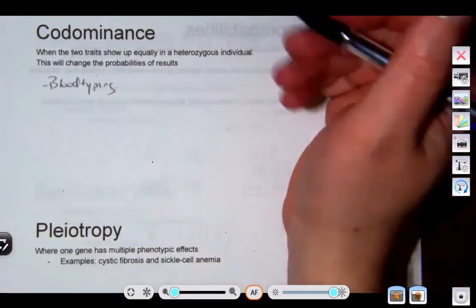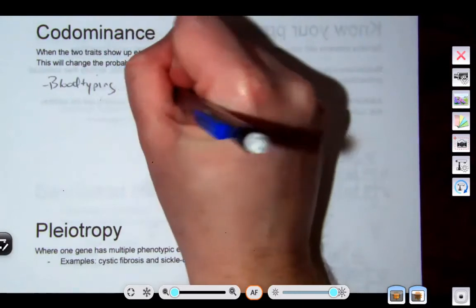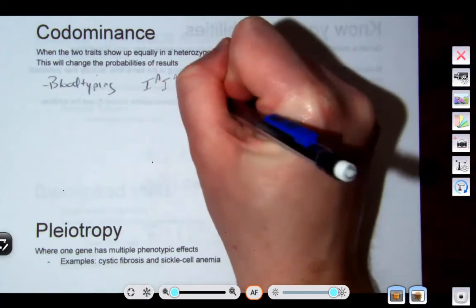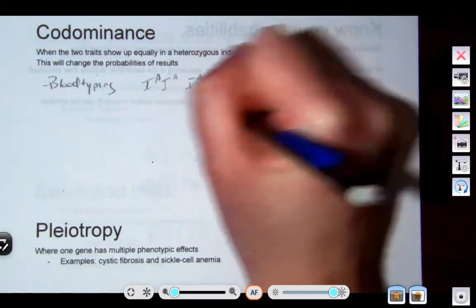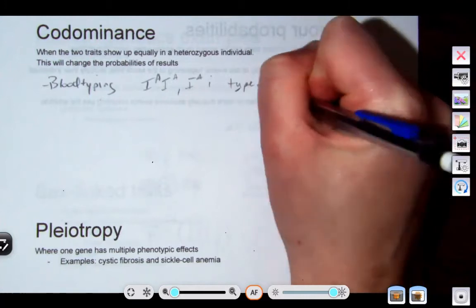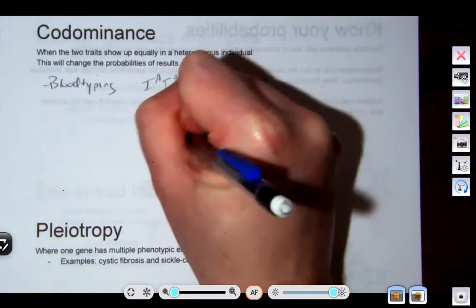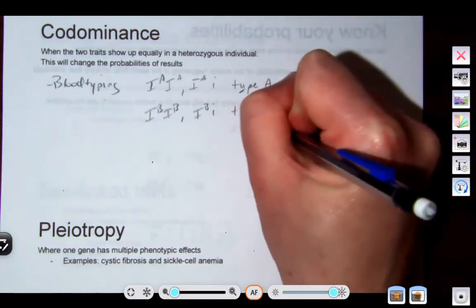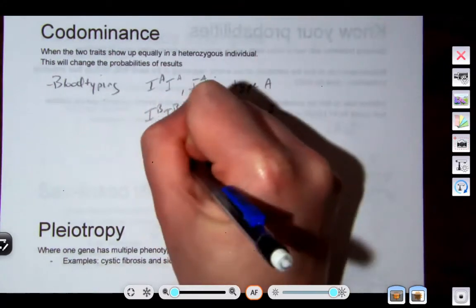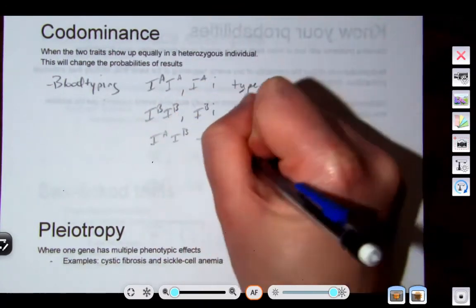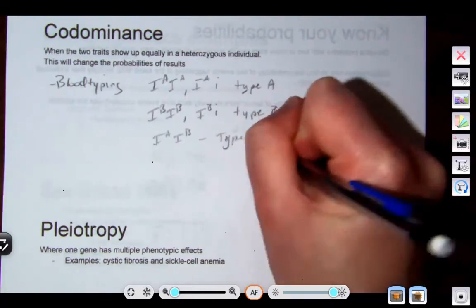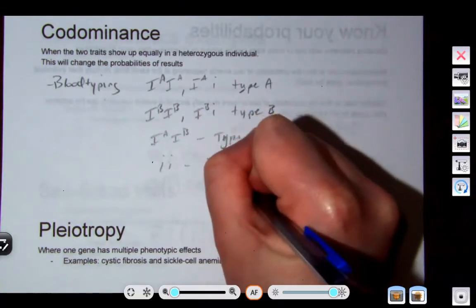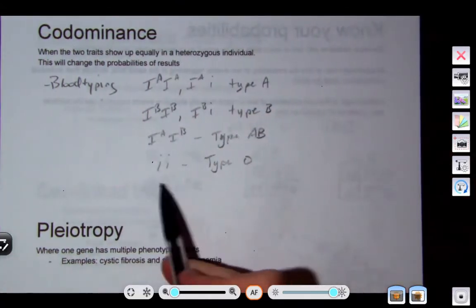Just remember with blood typing, there are a couple of different kinds. But we're going to use I's as well as the blood type. So IA IA, and IA little i, are both type A. IB IB, and IB little i are type B. IA IB is type AB. And then little i little i is type O, where little i's are recessive.